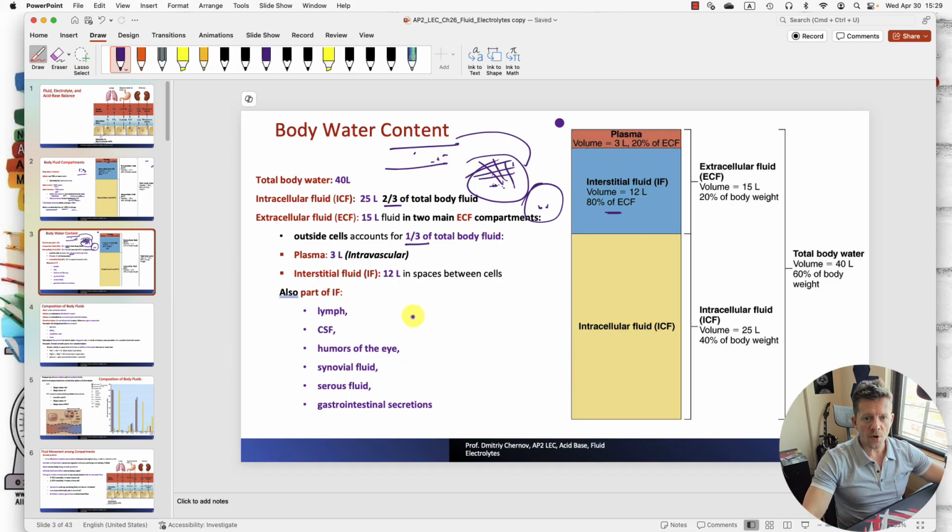And there's some other extra fluid that we can find in other tissues. Part of the intracellular fluid: lymph, cerebrospinal fluid, the humor fluid of the eye, synovial fluid within the joints, serous fluid around the soft organs, and gastrointestinal secretions. So that's where else water could be found.